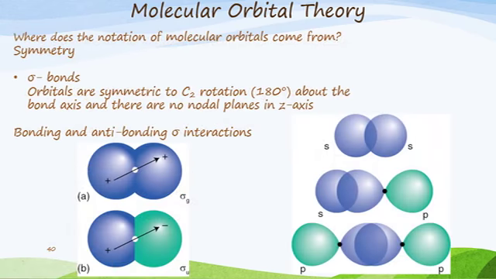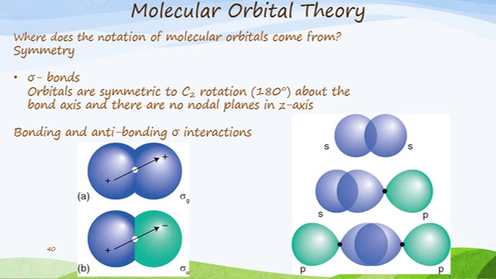Now, where does this notation of the molecular orbitals come from? Where do the pluses and minuses come from? Well, it comes from symmetry. While I understand we've not dealt with symmetry just yet, we can still apply some simple explanations for these pluses or minuses. Let's take a look now at sigma bonds.